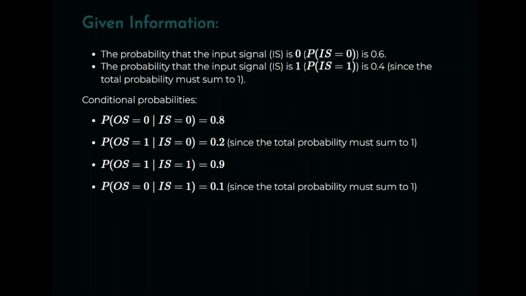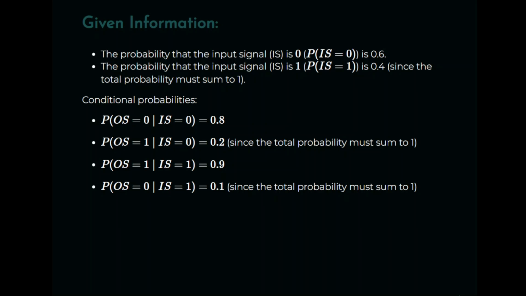Okay. So the probability that the input signal is 0 is the probability IS equals 0, and that is 0.6. And necessarily, the probability that the input signal is 1 is 0.4. Okay, that's just the complement rule. We're told that in our scenario. Now, these are the conditional probabilities that we've been told, and the two of them we can infer based on the pieces of information we are given.